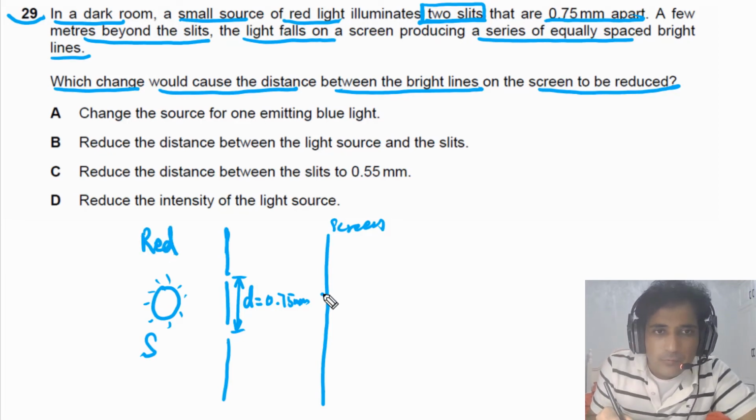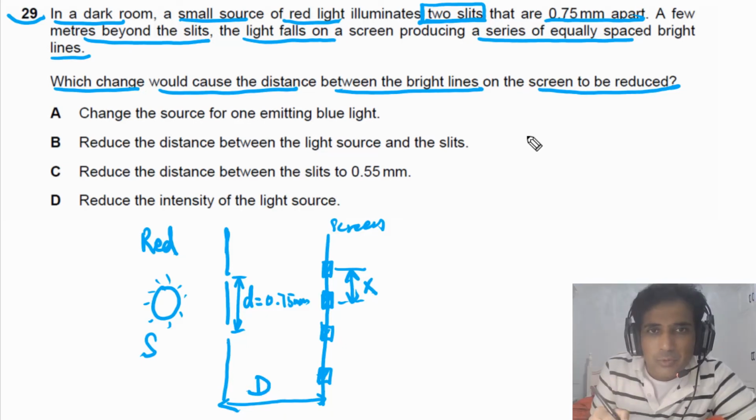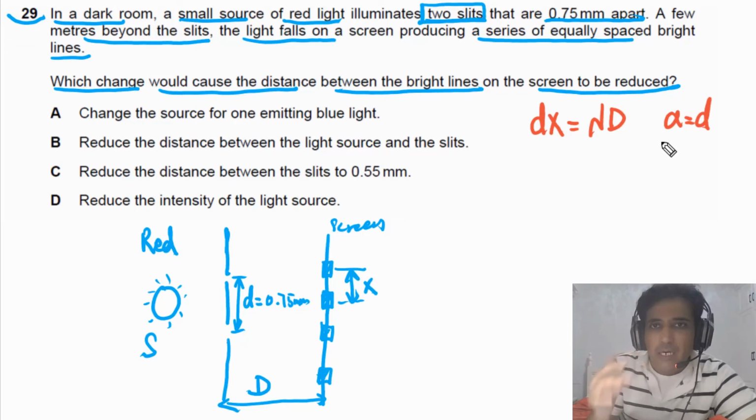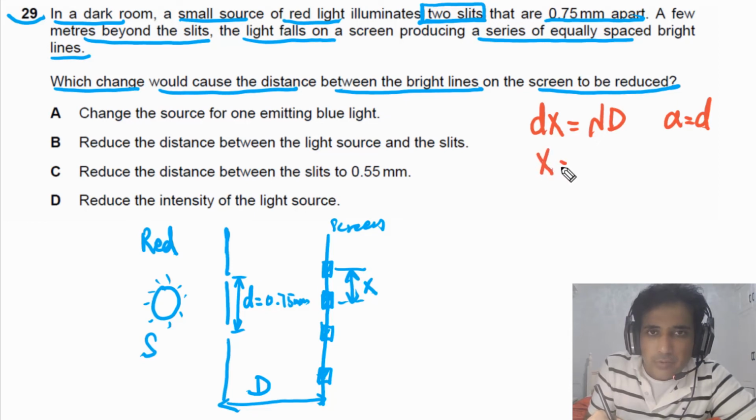We need to find out the separation between the fringes. These are the bright fringes, and the distance between two consecutive bright fringes, let's say that distance is equal to x, and the distance between slits and screen, let's say, is equal to capital D. Now let's write down the formula for Young's double slit experiment, and the formula is dx equals lambda times D. In some books they use a instead of d, so you simply need to understand a or d. This is the distance between the slits, or you can say slit separation. If we rearrange this, we can write x is equal to lambda times capital D divided by d.